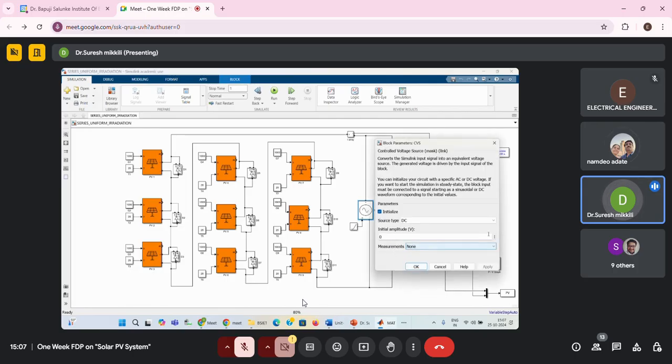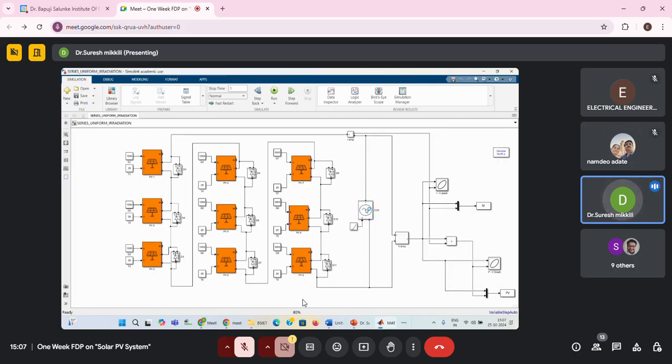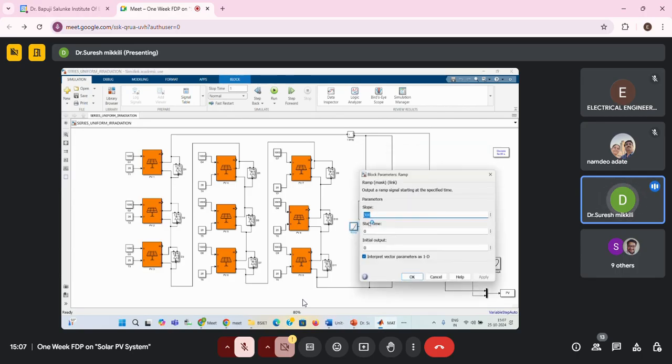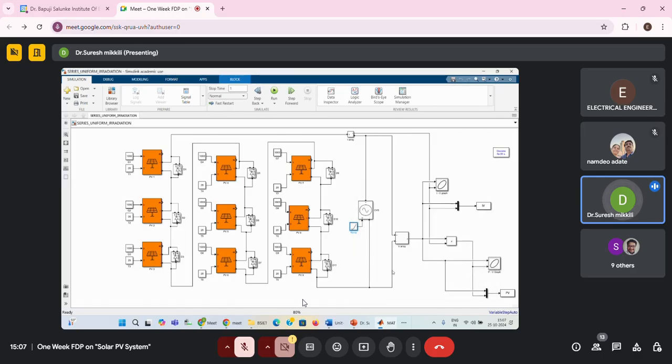So what I did is, one controlled voltage source block needs to be considered. It can be taken with a ramp signal up to 300. Why? The voltage needs to be drawn up to 300, which is enough.